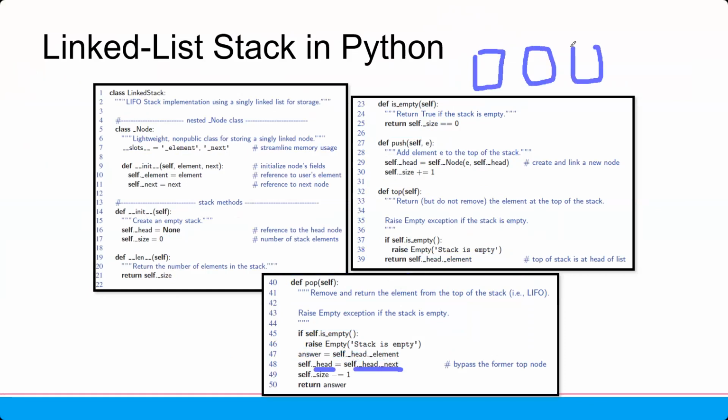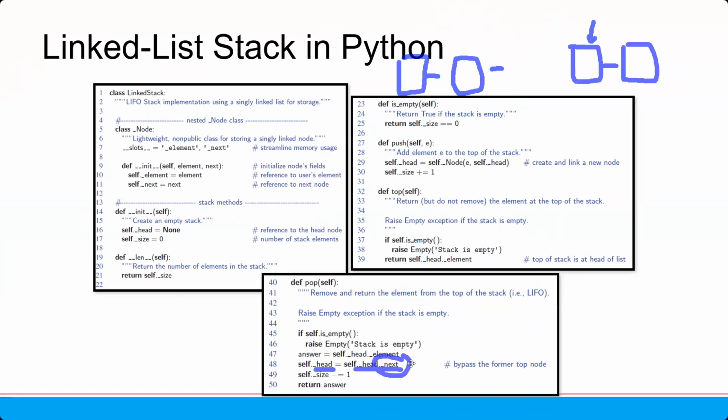We know a linked list is something like this one. So we will connect like this. If we remove the top, the new head will be this one. So the next will be the new head. The size is reduced by 1, and we return the answer. So this is the stack with a linked list.